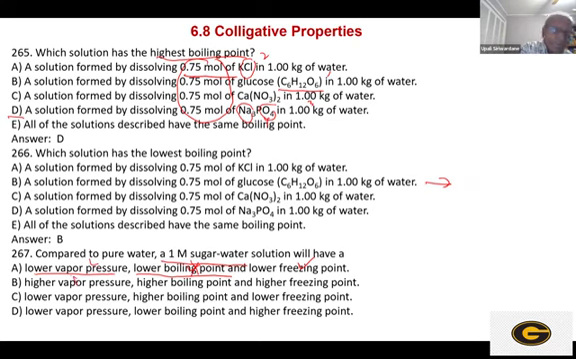Higher vapor pressure is not right. Higher boiling point, that's correct. Higher, lower. This is not right. Lower vapor pressure, that's correct. Higher boiling point. That C is the correct answer.